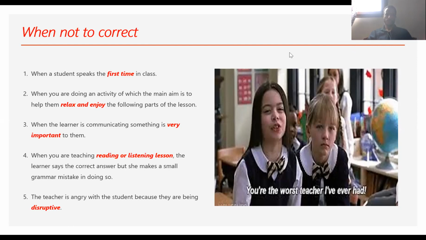Good. So number 1, when a student speaks the first time in class, why should you not correct? It's the first time in class, why? Yes, Najwa? We must not correct him because it's his first time when he speaks in class. And if we interrupt and correct his mistake, he will not do it again. He will be embarrassed and ashamed.